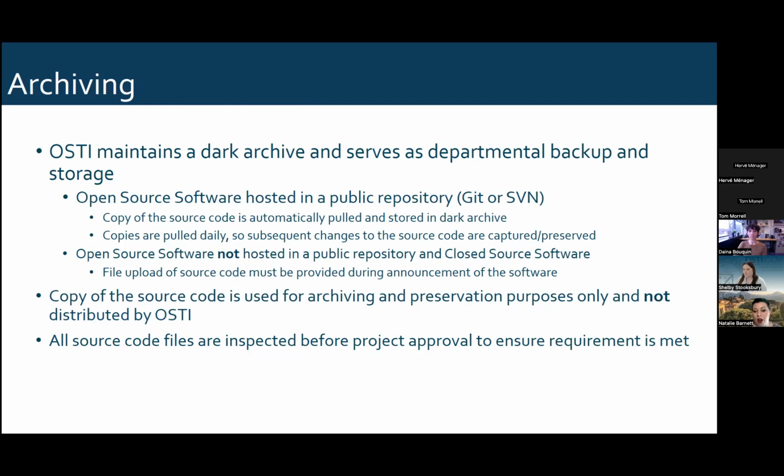For open source software not hosted in a public repository and closed source software, a file upload of source code must be provided during the announcement of the software. The copy of the source code is used for archiving and preservation purposes only and not distributed by OSTI. And then all the source code files are inspected before project approval just to ensure those requirements are in place.